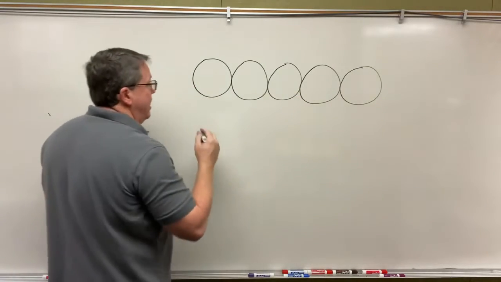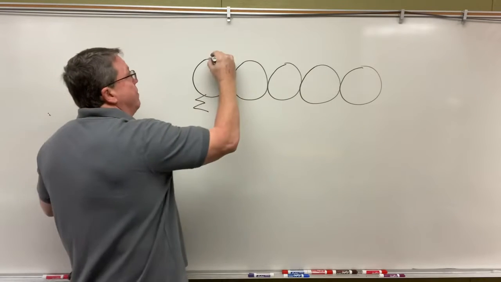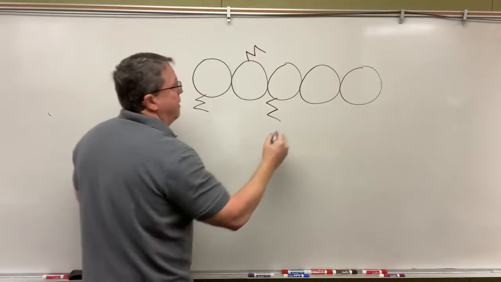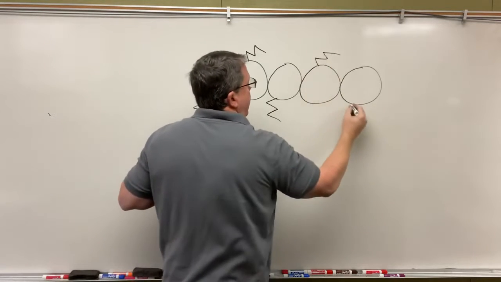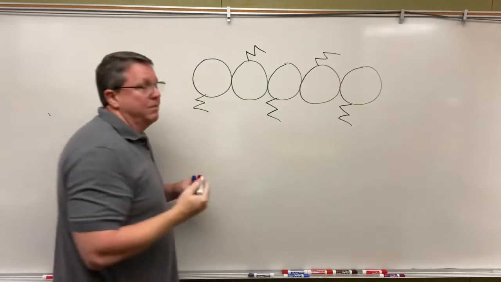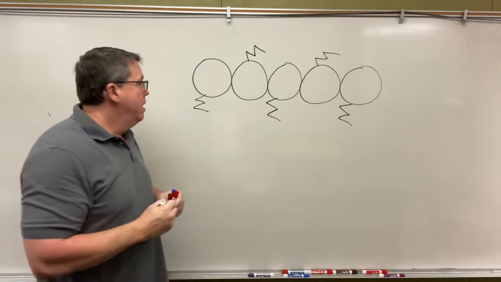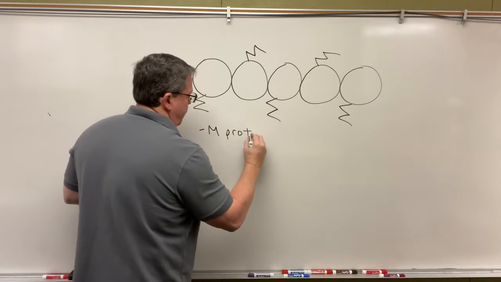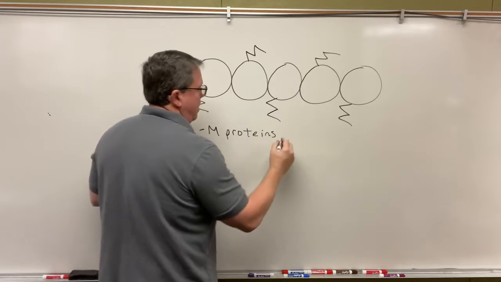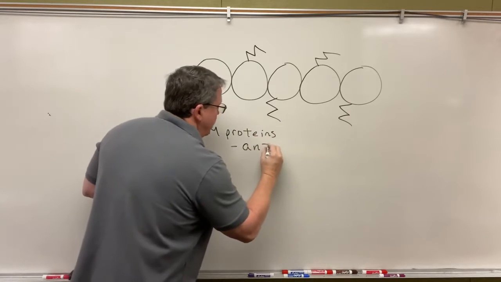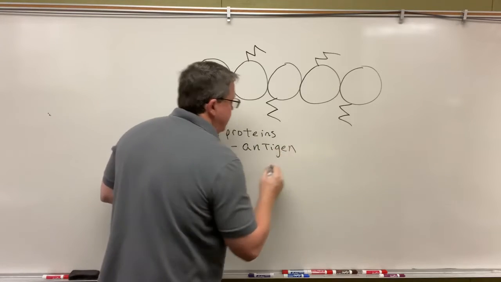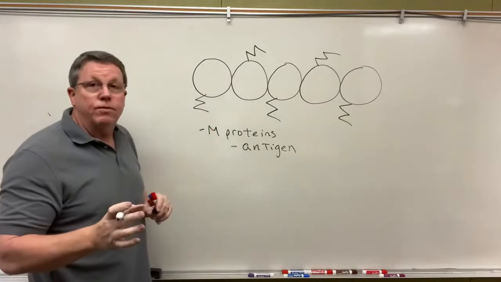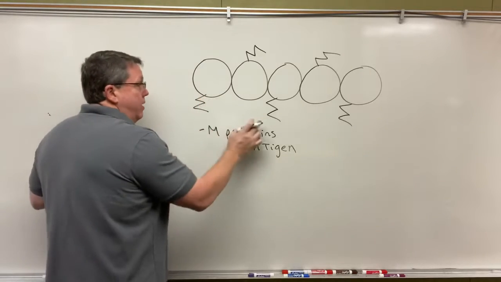On streptococcus pyogenes, you have something called M proteins. They look kind of like spider legs coming off of here, and you can see why they call them M proteins, because they kind of look like an M. M proteins, they're an antigen, which means they are going to cause an immune response. So my white blood cells, or my immune system, is going to see this, and it's going to attack these.